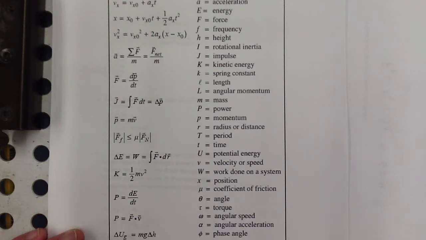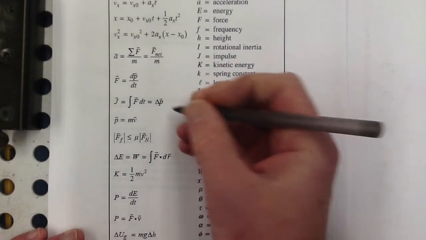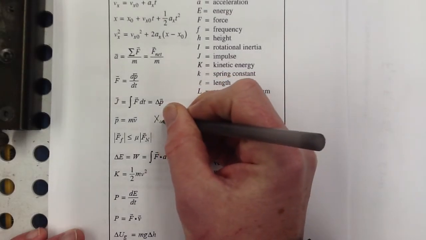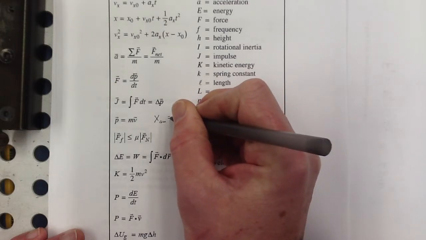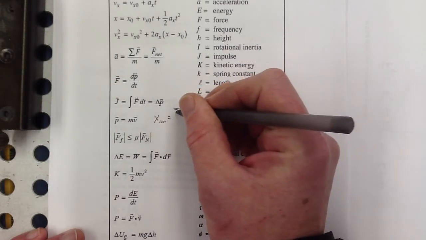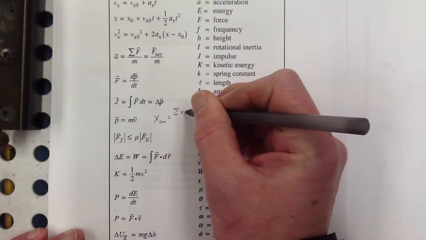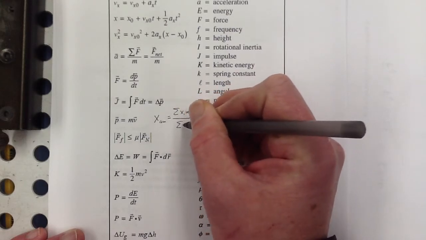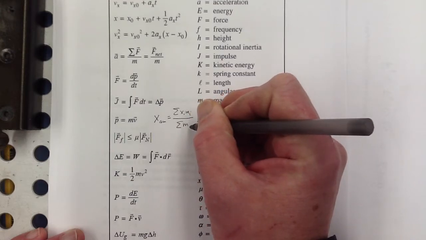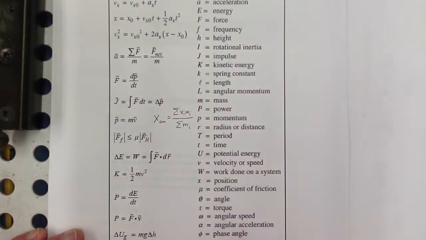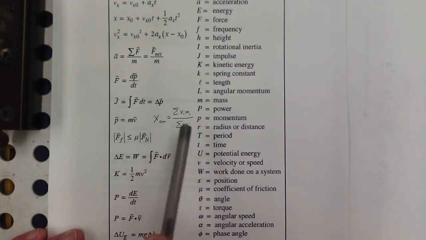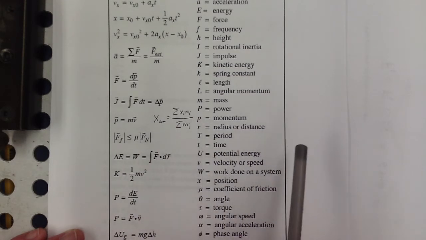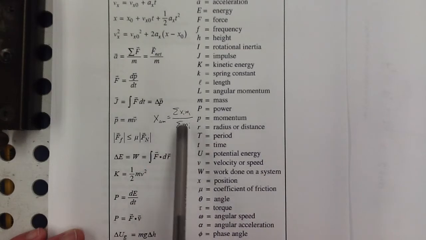It is not on here. I think that on the new formula sheet they have something like this: x center of mass is equal to the sum of all x_i m_i over the sum of all the masses. I'll have to double check that. I'm sorry that I don't have that handy right now, but I'm pretty sure that they added that on there.